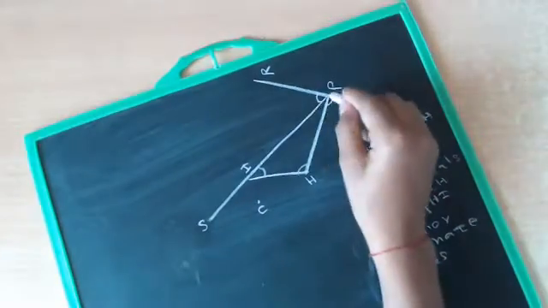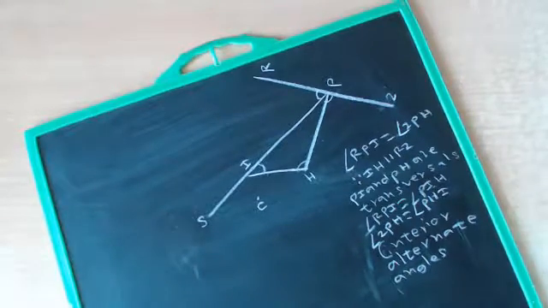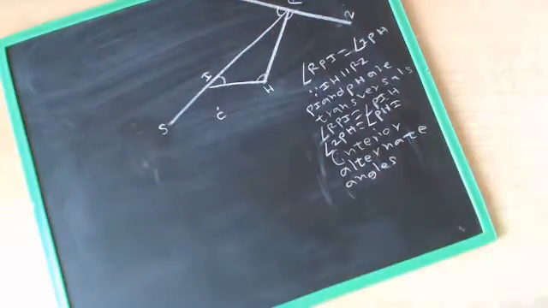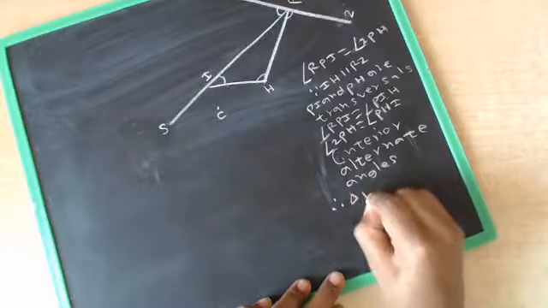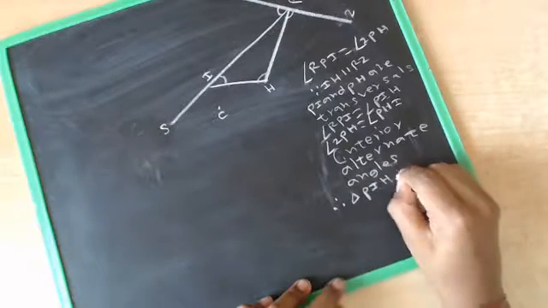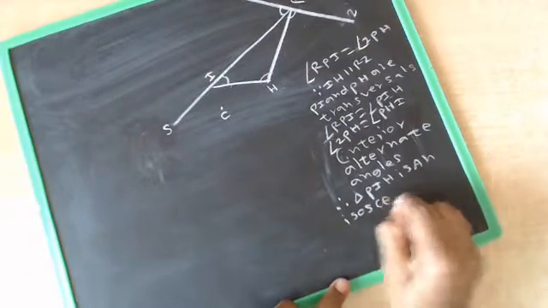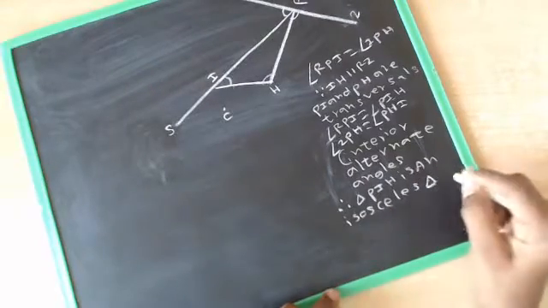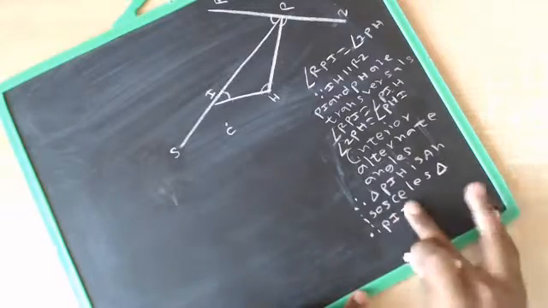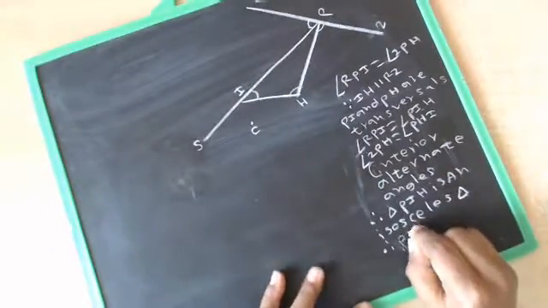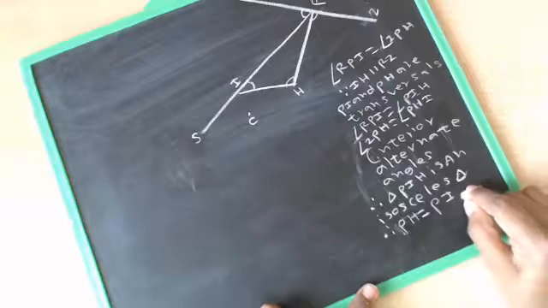But we know that these two angles are equal, therefore these two angles are equal and their opposite sides are also equal. And therefore triangle PIH is an isosceles triangle. And therefore PI is equal to PH, or PH is equal to PI. And we can call that the third equation.